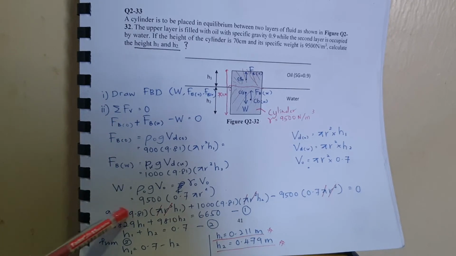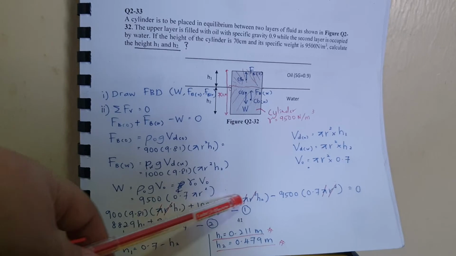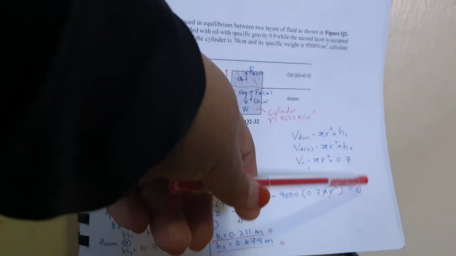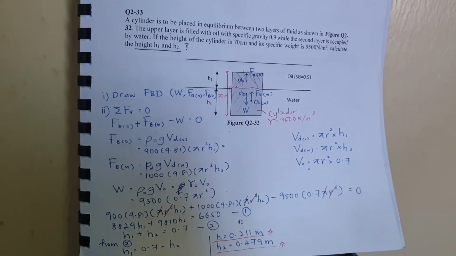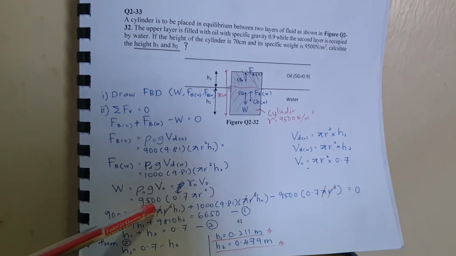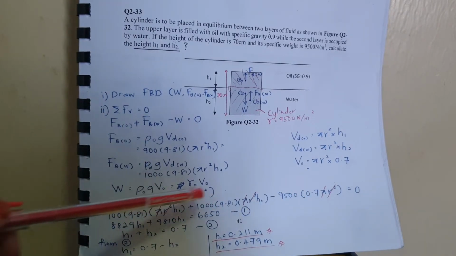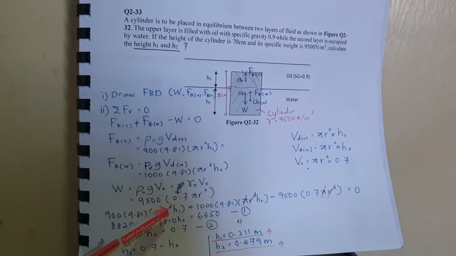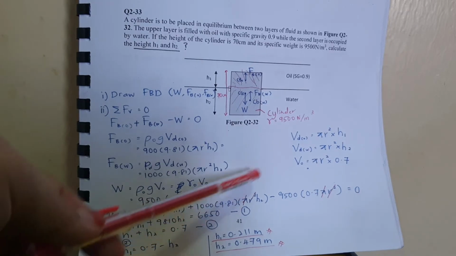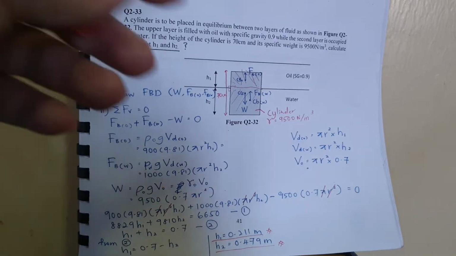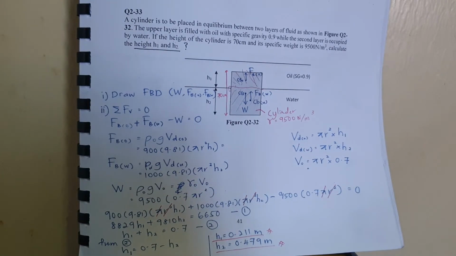So FB of oil, FB of water, W equal to 0. Because the equation is equal to 0, anything sharing the same parameter we can cancel out. This equation has pi r square, pi r square, pi r square, so we can cancel out. So actually in this problem we don't need the diameter of the cylinder, but we can solve the equations. So at the end we get 8829 H1 plus 9810 H2 equal to 6650.